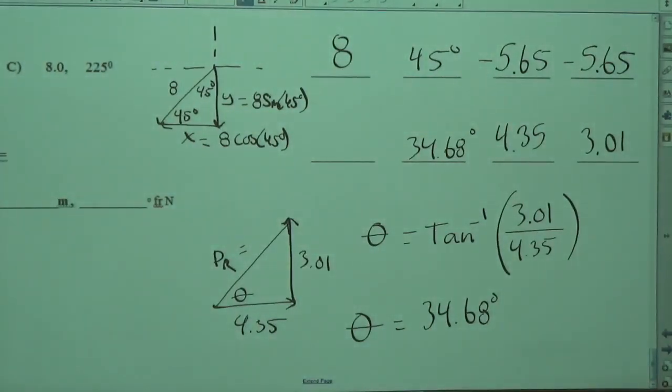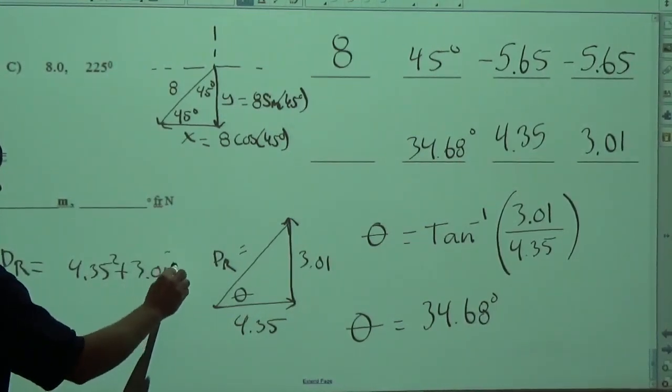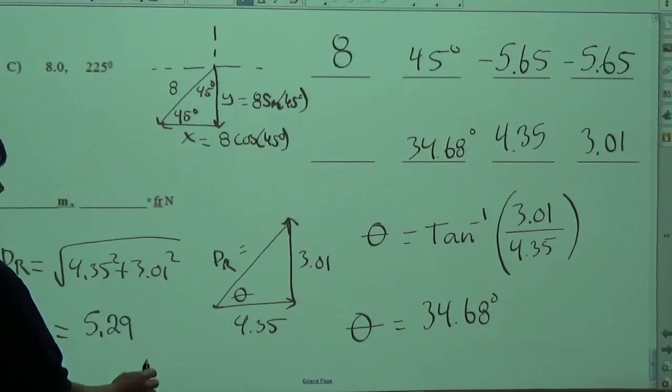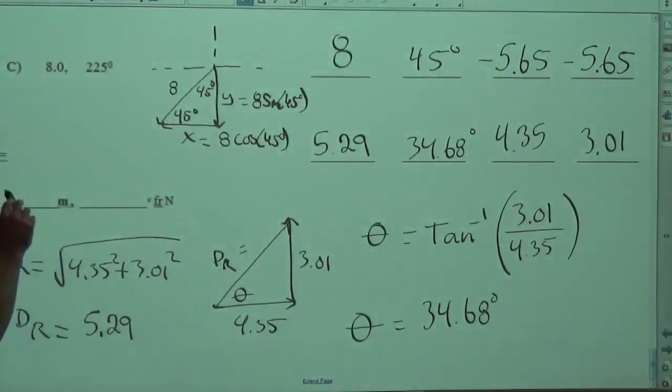And then how do we figure out the magnitude of this? We have multiple choices. The most basic concept I would try to tell people is just stick to Pythagorean's theorem, if that's what you're comfortable with. So the 4.35 squared plus the 3.01 squared, if I square root that, that should tell me the value for d of r, or the magnitude for that hypotenuse. I'm going to take the square root of that value, and I get 5.29 approximately. So that'll go here, which will also go here.